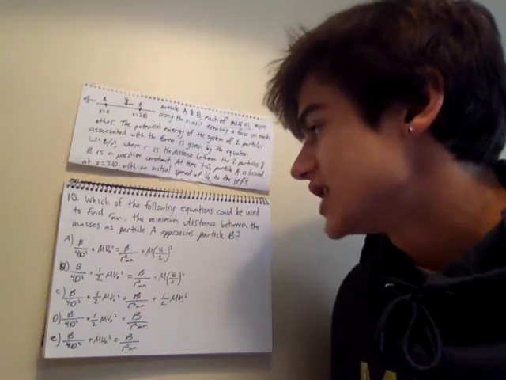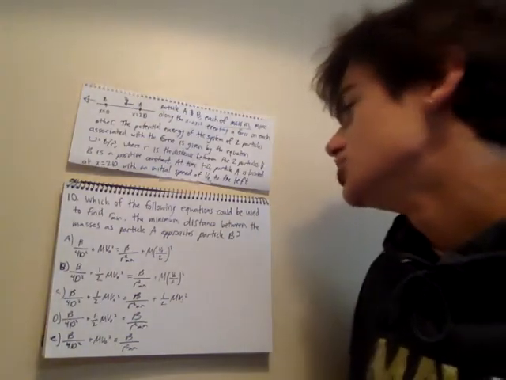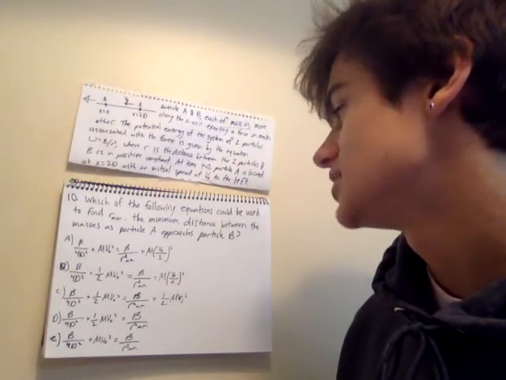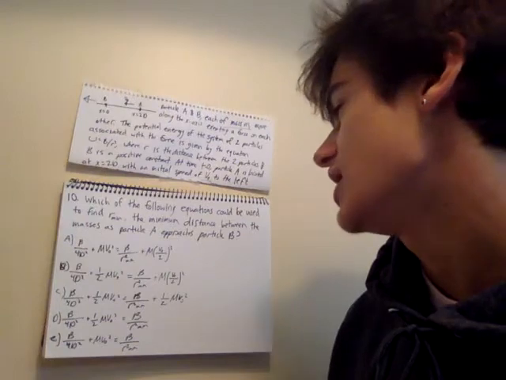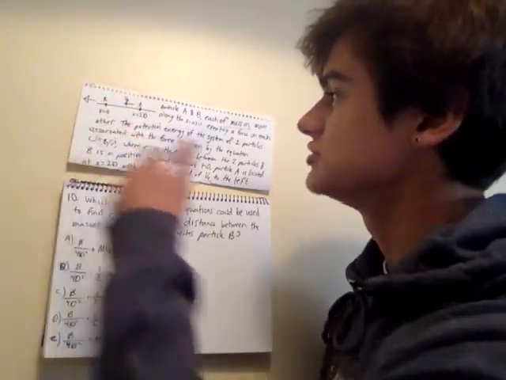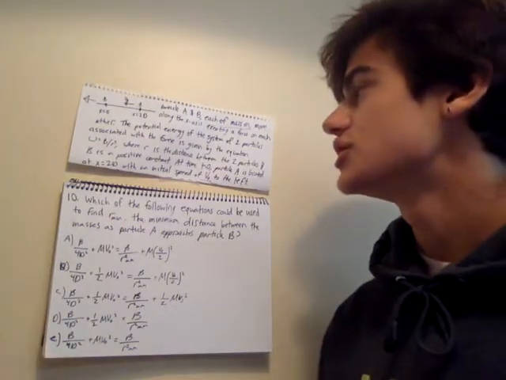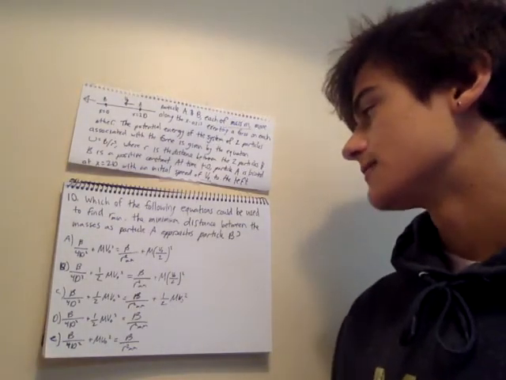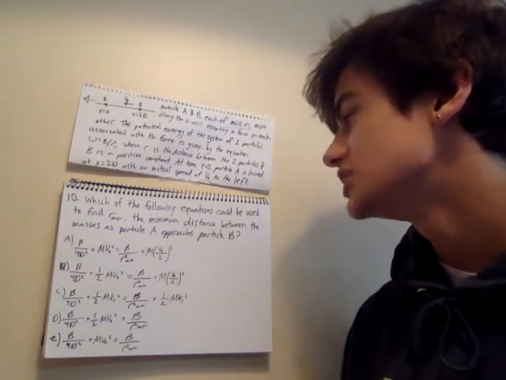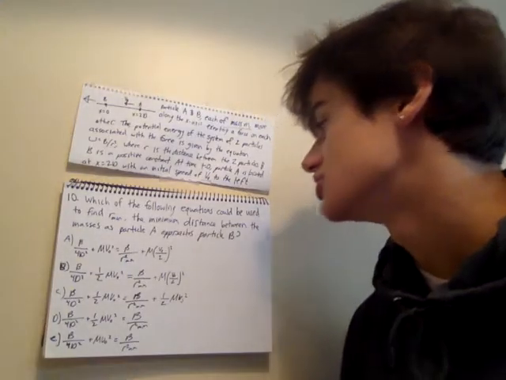Here's problem 10. Which of the following equations could be used to find R minimum, the minimum distance between the masses as particle A approaches particle B? So remember, we have these two particles. Initially, B is at rest, and A is moving at speed v0 towards B. So here we're being asked to find the minimum distance between the masses as A approaches B.